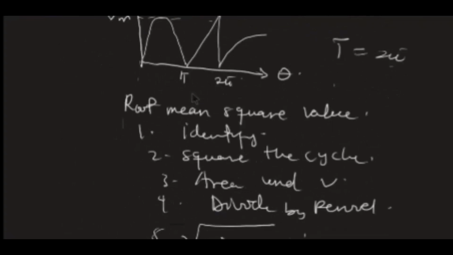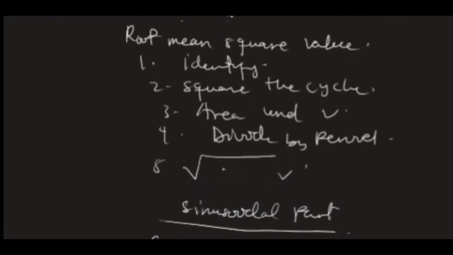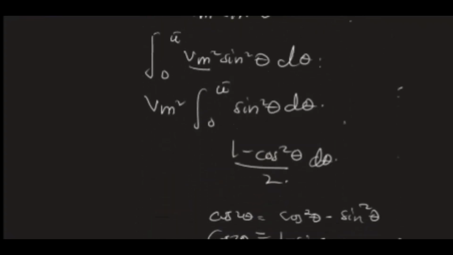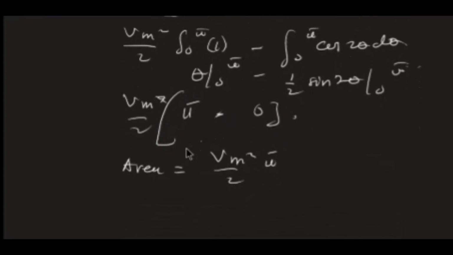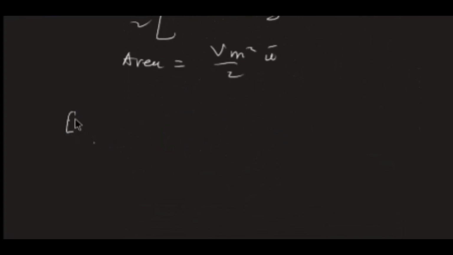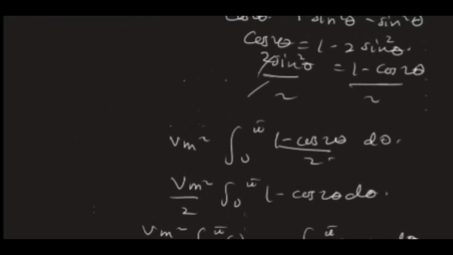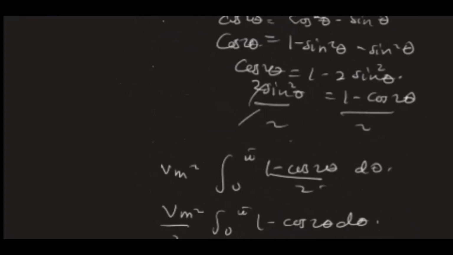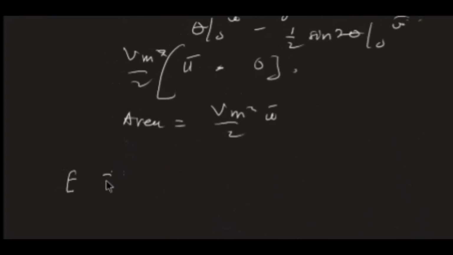I'm now left with the triangular aspect, which is starting from pi to 2 pi, right? So for my triangular aspect, you know that when you have a triangle and you want to find the area under it, this is the line which you are interested in. You know that the height is Vm, so the y aspect is Vm, the x aspect is what? Theta.